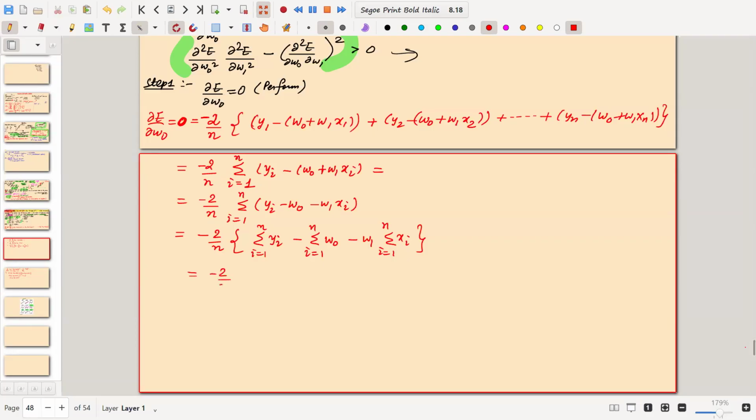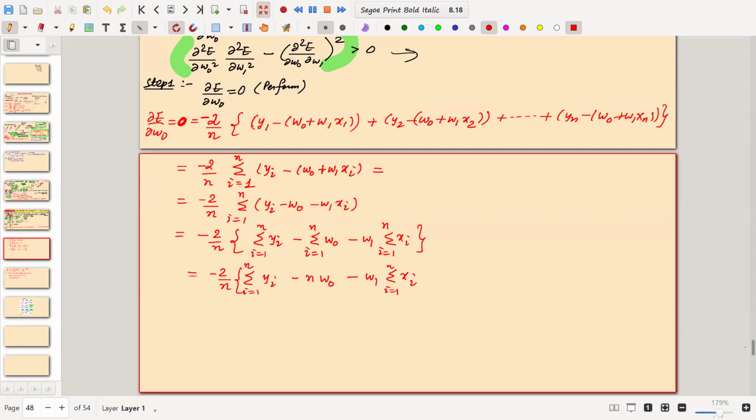So this one, what will you get? It is the same: summation of yi, i equal to 1 to n, and w naught you are adding n times, so it is n w naught, right? So minus n times w naught, minus w1 times the summation of xi, i equal to 1 to n. I hope it is okay.